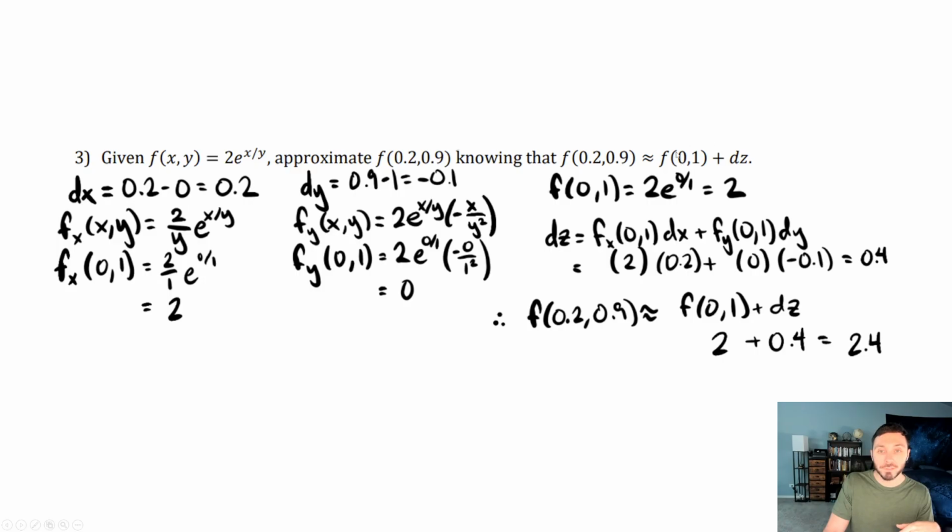So I know that f(0, 1) is just 2. So f(0.2, 0.9) is going to be that 2, plus that small little change. So 2 plus 0.4 is 2.4. So just another way to approximate nearby values, this time using differentials.